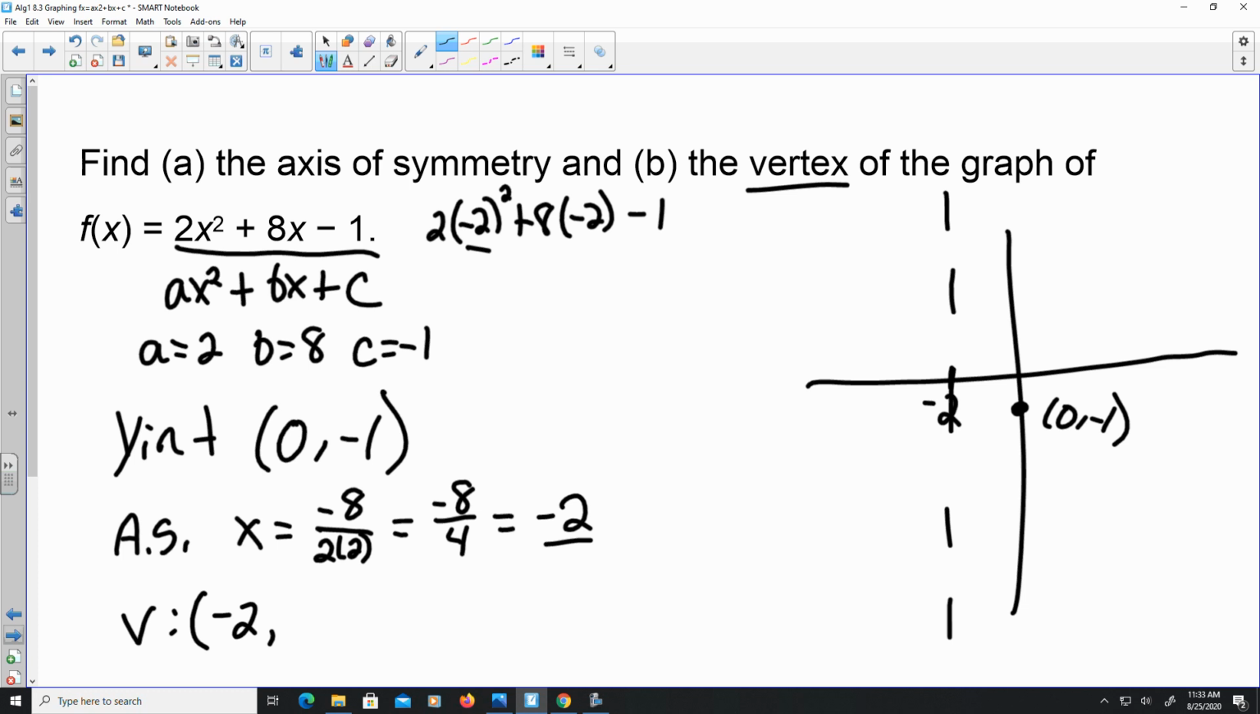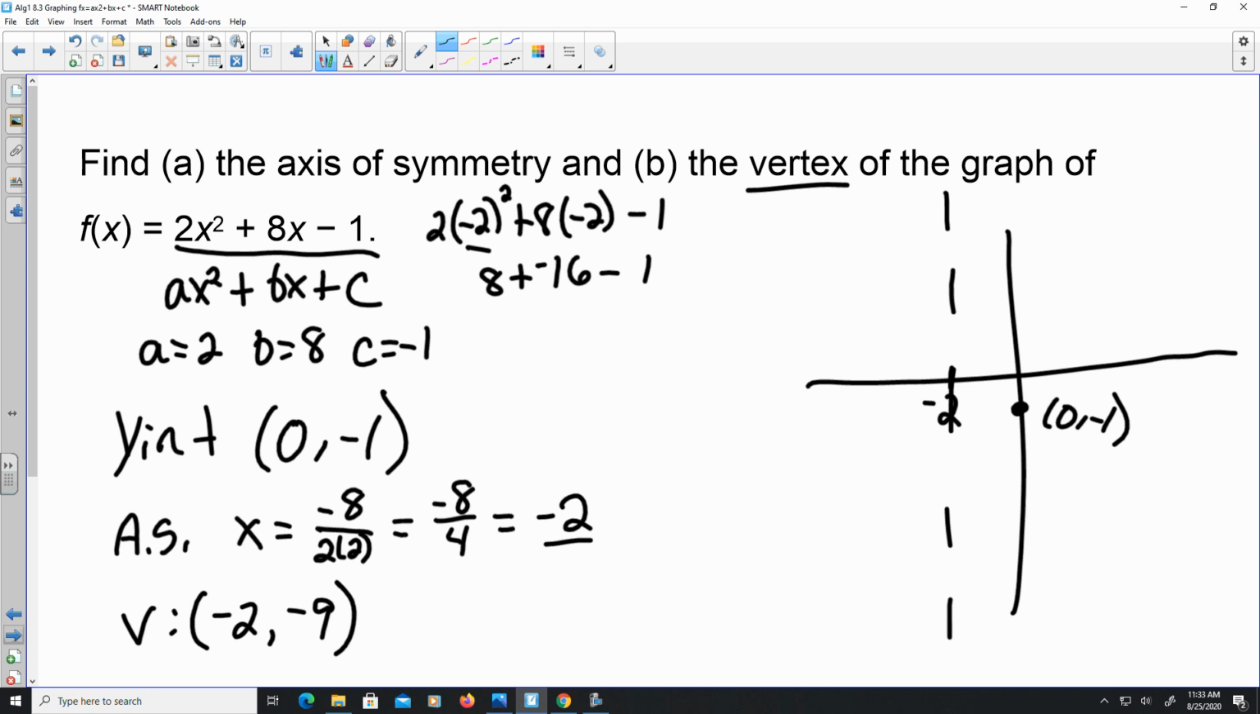Got to take care of order of operations, so we got to take care of this exponent. Negative 2 raised to the second power is going to be a positive 4. So positive 4 times 2 is 8, plus 8 times negative 2, which is negative 16, minus 1. So I got 8 plus a negative 16 minus 1. I get a negative 9. So negative 9 is my vertex.